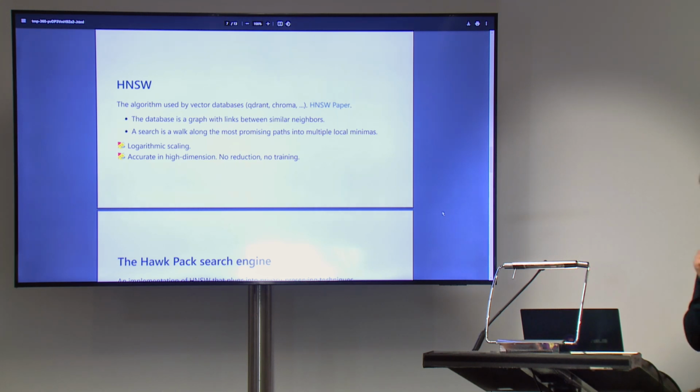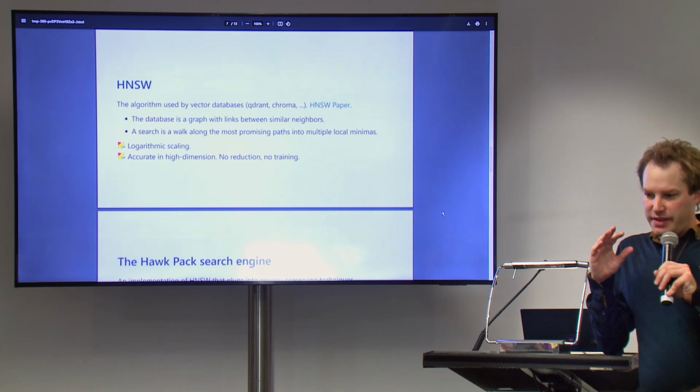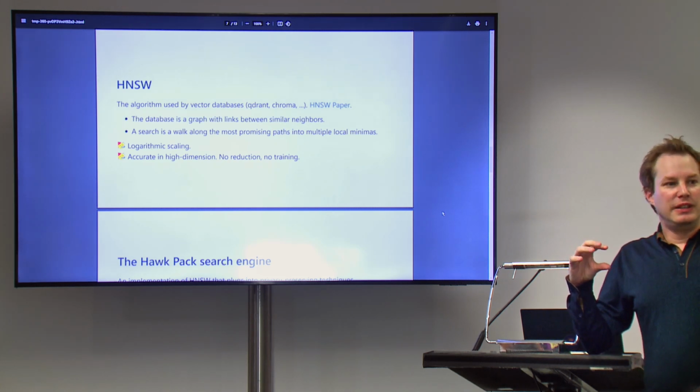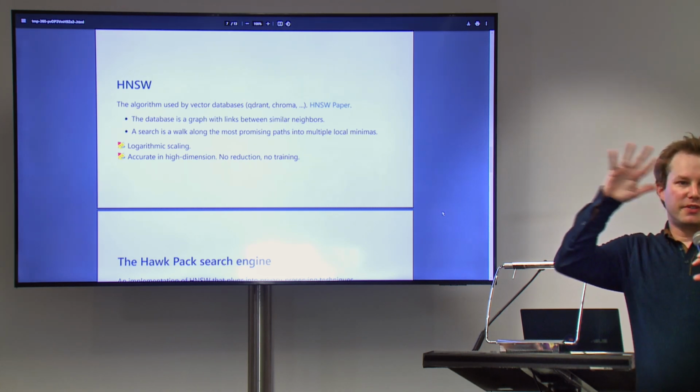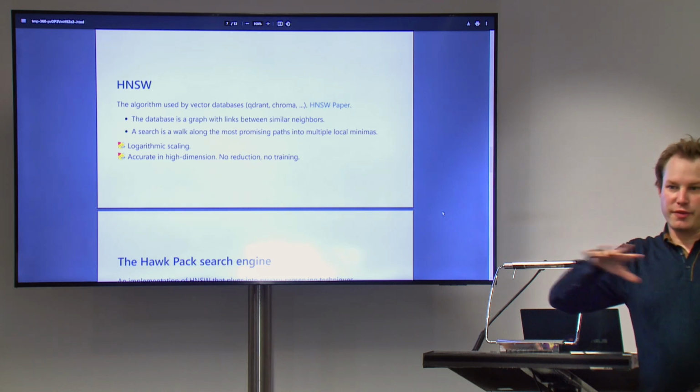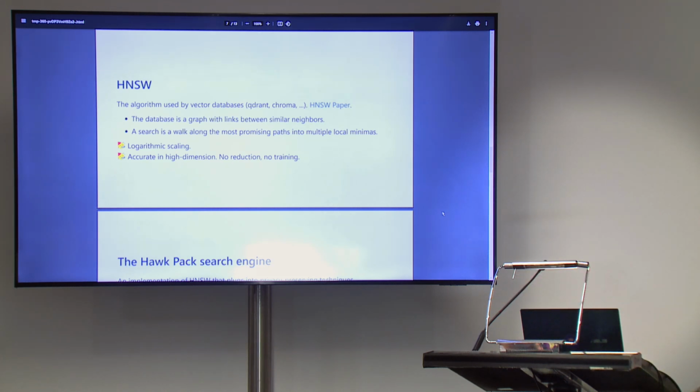And hierarchical, it's actually multiple graphs. So you have a small graph, which is coarse, to first find some locations in the larger graph of the next layer, and the bottom layer has everything. But you start from a good point in the bottom layer. So that's the hierarchical part.